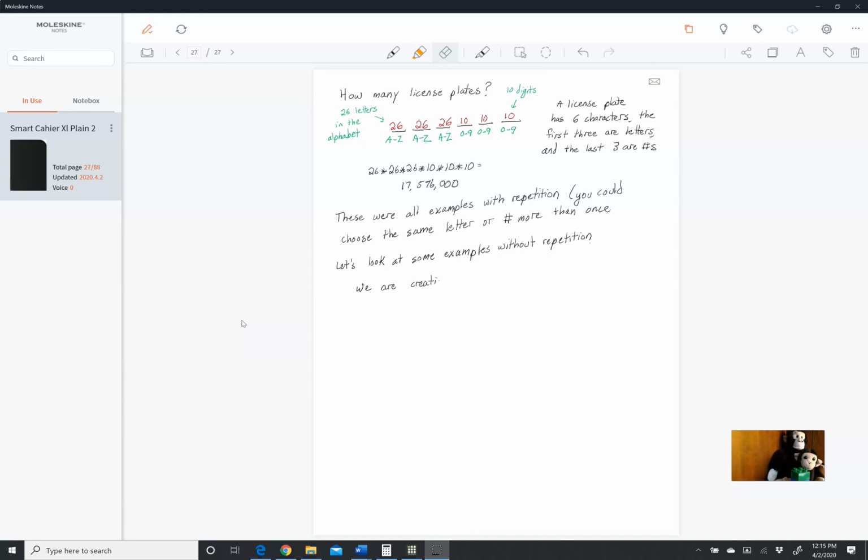So what we're doing here is we're creating a tower with 4 Legos. 1 green. 1 orange. 1 red. And 1 blue.